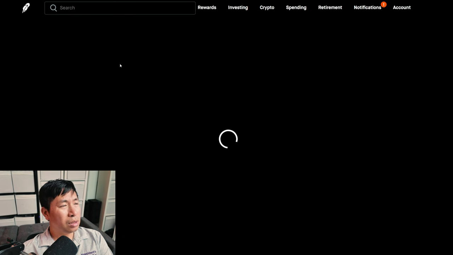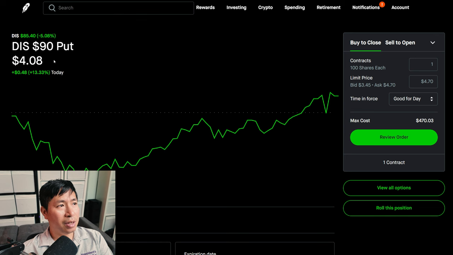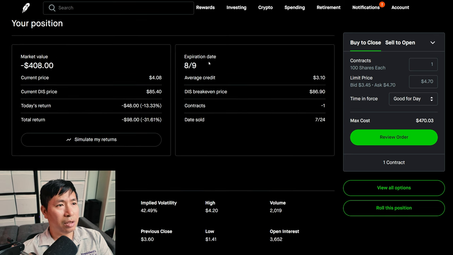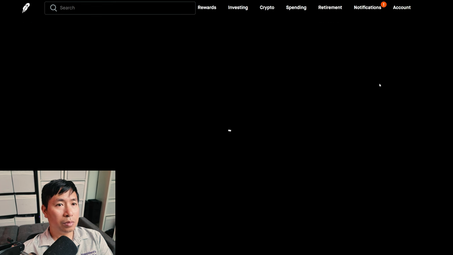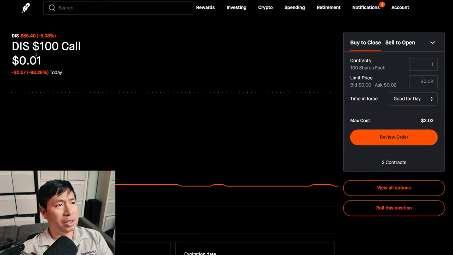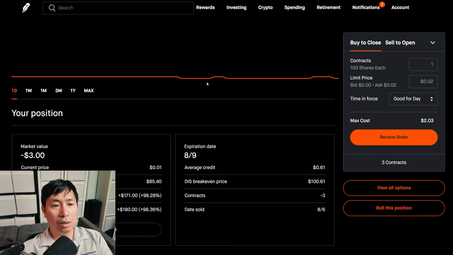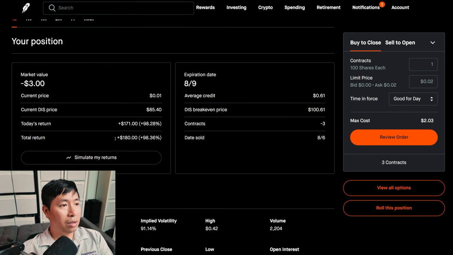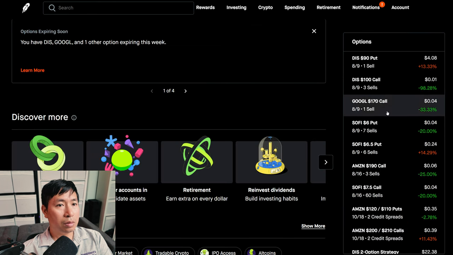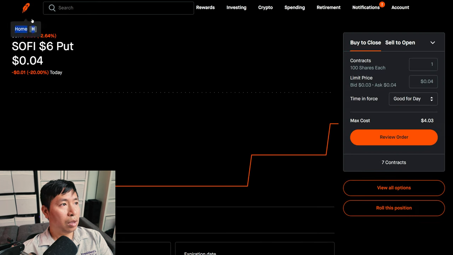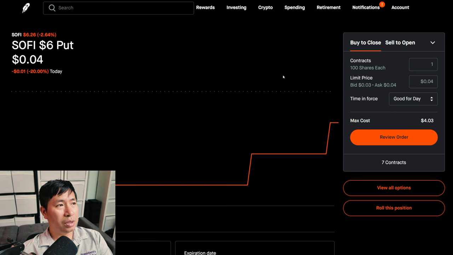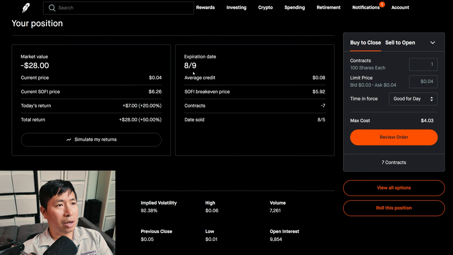For my options, I am selling Disney $90 puts. These expire August 9th. My total return, I am down $98. I'm selling Disney $100 covered calls. These expire August 9th. My total return, $180. I'm selling SoFi $6 puts. These expire August 9th. My total return, $28.